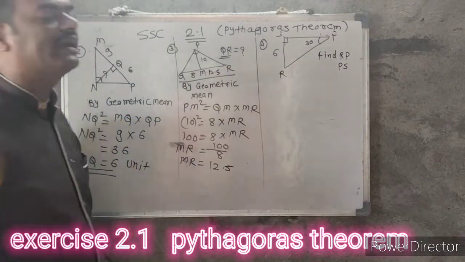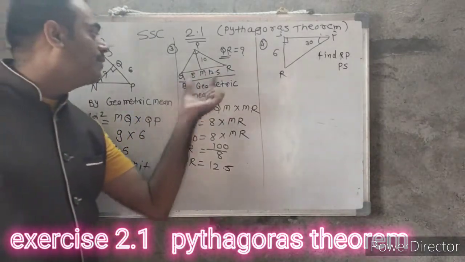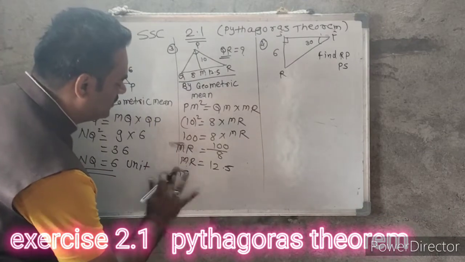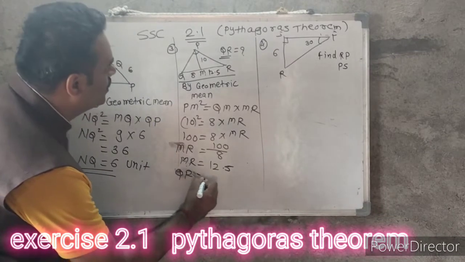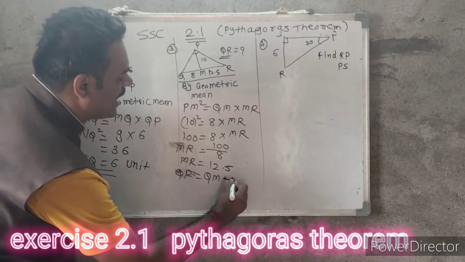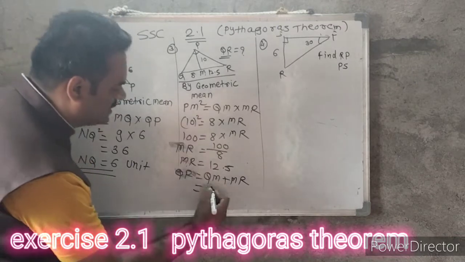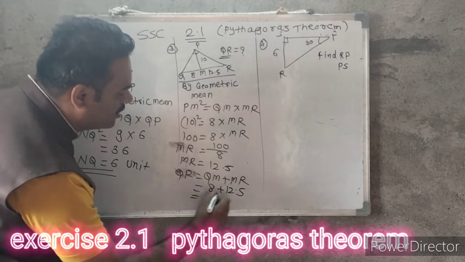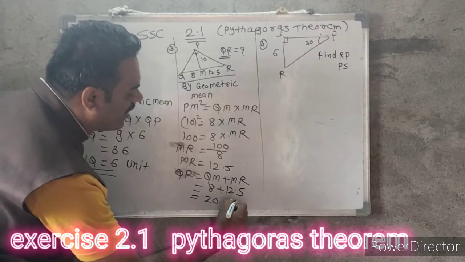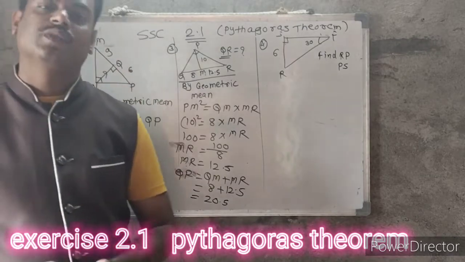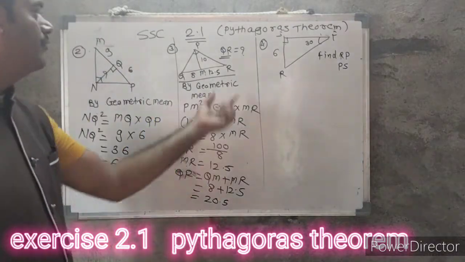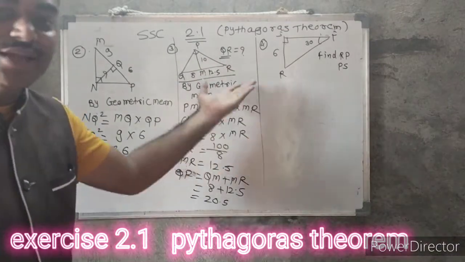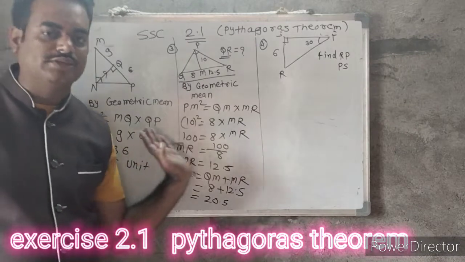But they are asking for QR. QR is nothing but QM plus MR. So just take the addition. QR is equal to QM plus MR. QM is 8. MR is 12.5. So that is 20.5 units. That is your answer. Okay. What we did: we first found MR and then added QM plus MR. That is nothing but your QR. So I hope you understood these two examples.